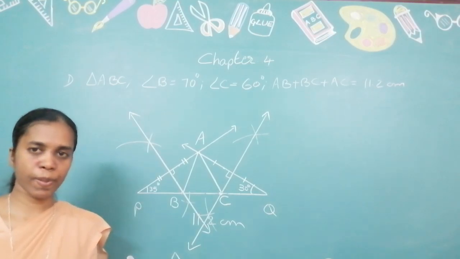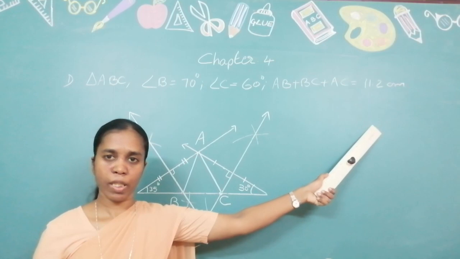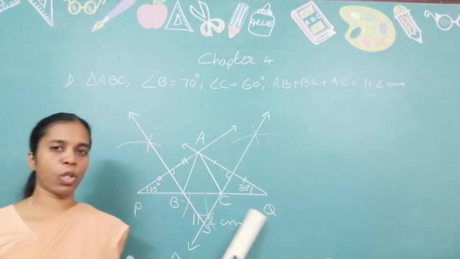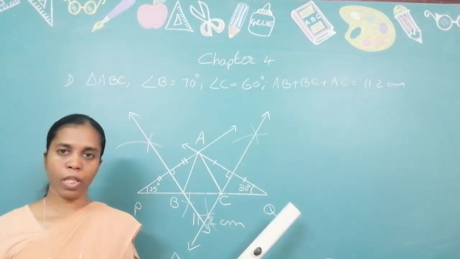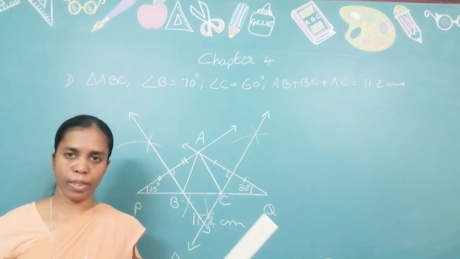Let us repeat the steps. First, whatever is the length given, that is the perimeter, draw the base with that. Give it any name other than the name required for the triangle.